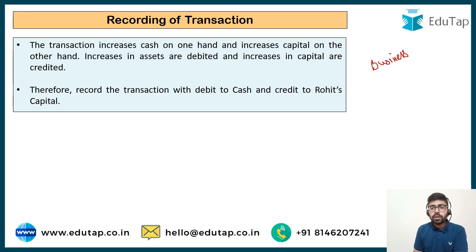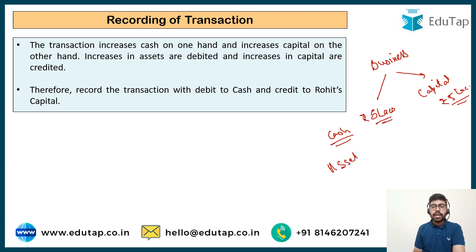So let's try to analyze this transaction from the perspective of a business. Now for this particular business, what is happening? Cash of rupees 5 lakh is coming to the business, and also in the capital account, rupees 5 lakh are coming. Rupees 5 lakh is increasing. Now cash is an asset. Increase in asset is shown as debit. And capital, increase in capital, is shown as credit. So we are going to debit the cash account and we are going to credit the capital account.